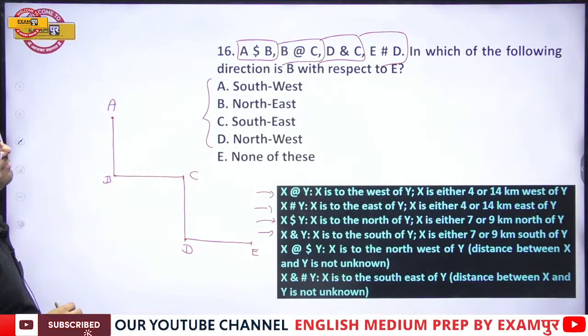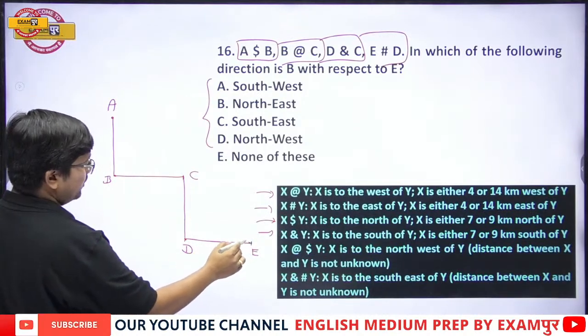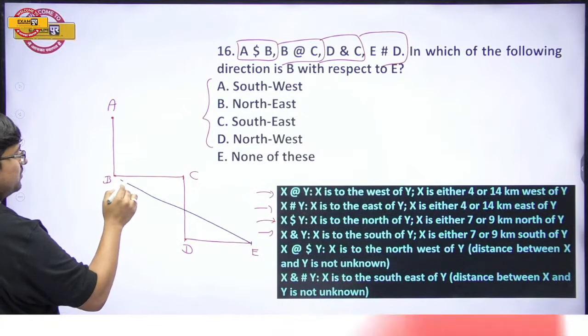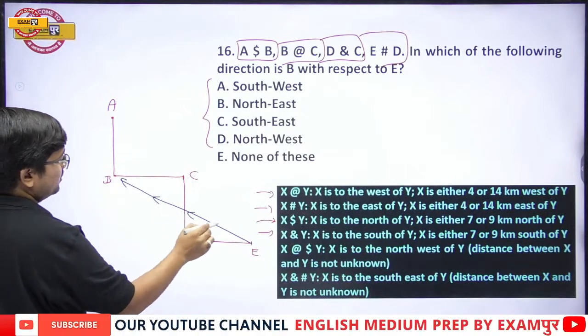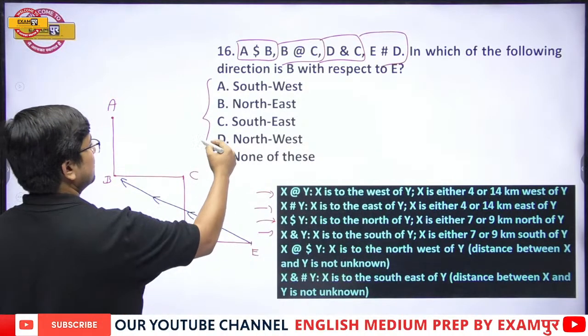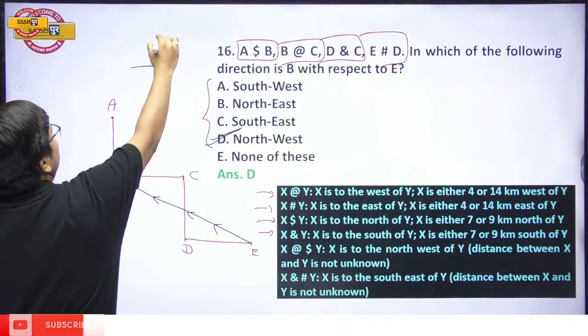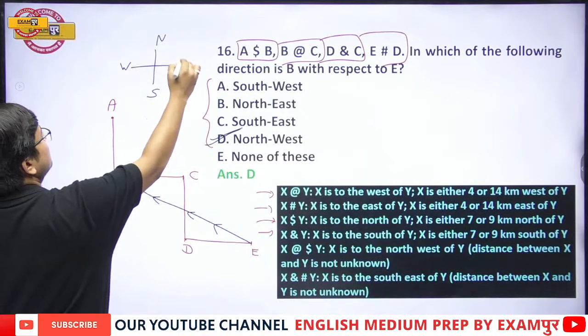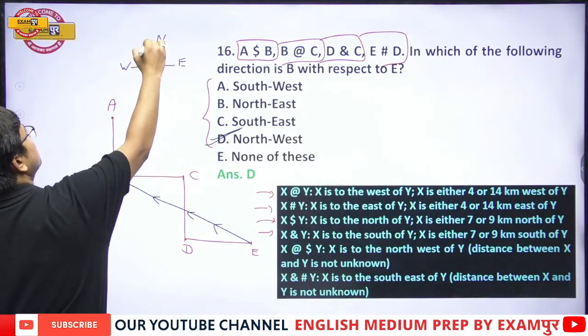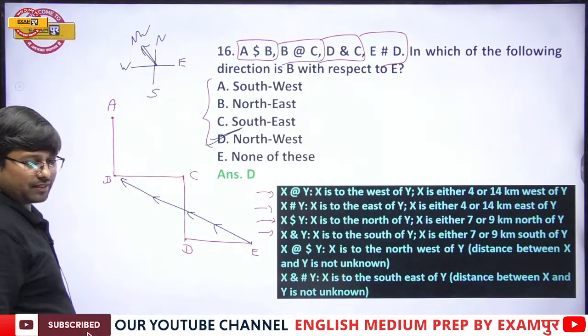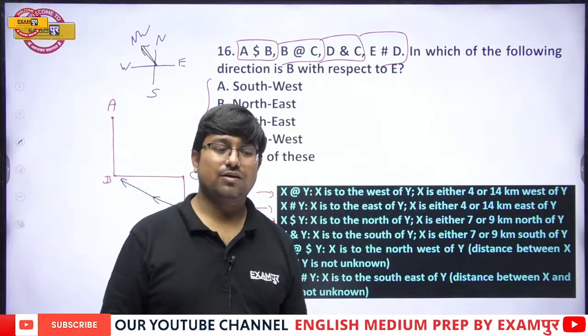Alright everyone, and now, in which of the following directions is B with respect to E? With respect to E, it is northwest. I hope all of you are well aware: it is north, it is south, it is west, it is east. So this direction is northwest. Getting it everyone?